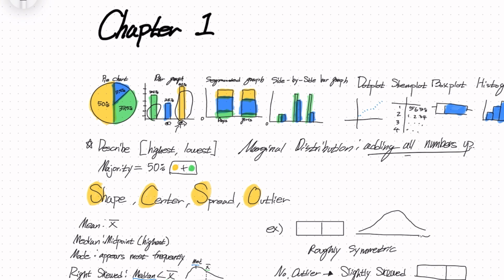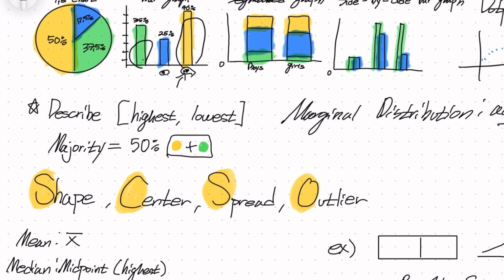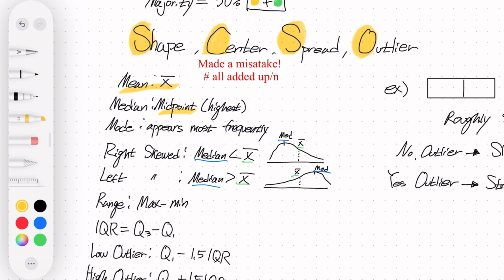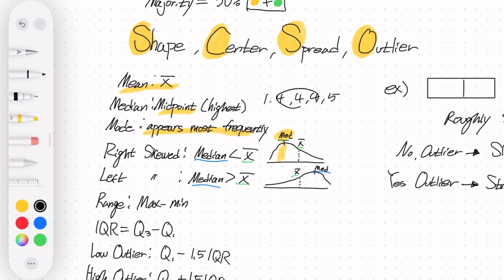For quantitative data and examining distribution, you want to remember SCSO, which is shape, center, spread, outlier. Your mean would be your numbers all added up, and the median would be your midpoint, which would be your highest. As you can see, this would be your median in your graph. And the mode is what appears most frequently. So if you have variables like 1, 1, 4, 4, 4, 5, your mode would be definitely 4.